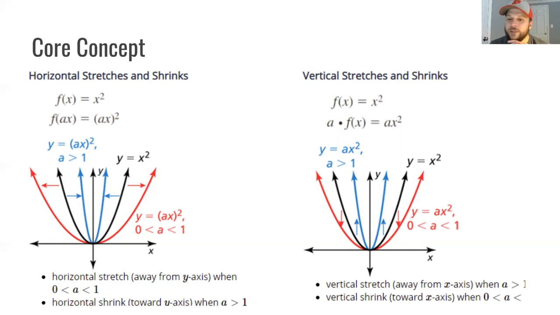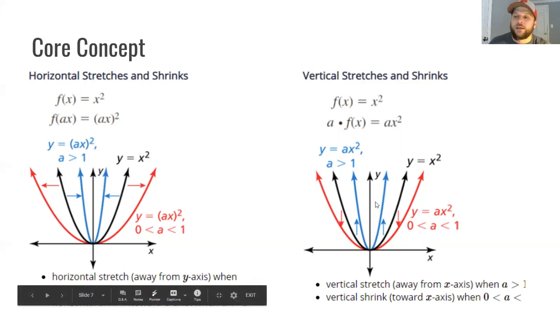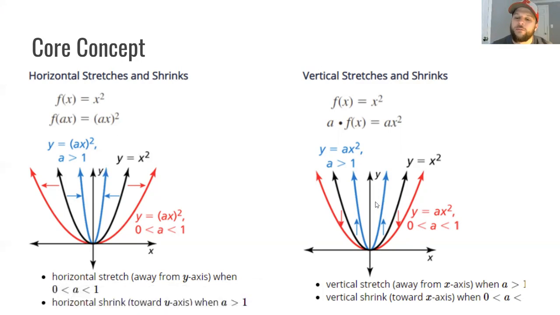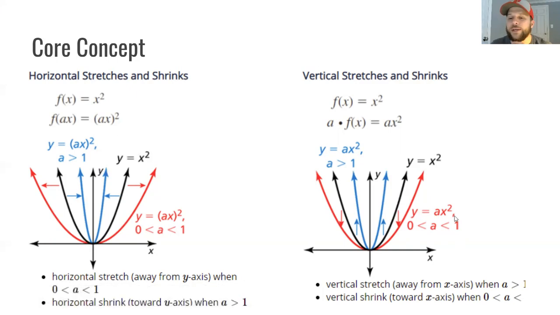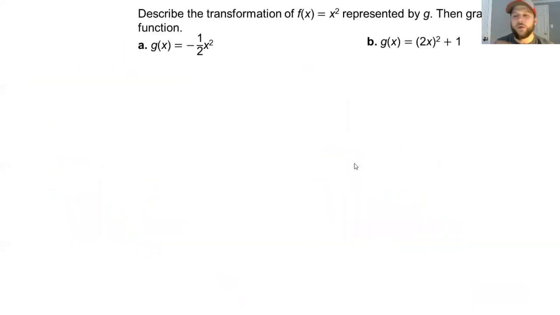So on the outputs, if you're multiplying by a number greater than 1, that is a vertical stretch and they're being pulled apart from each other. And then if you're multiplying by a number less than 1 or a fraction, that is a vertical shrink or a vertical compress.